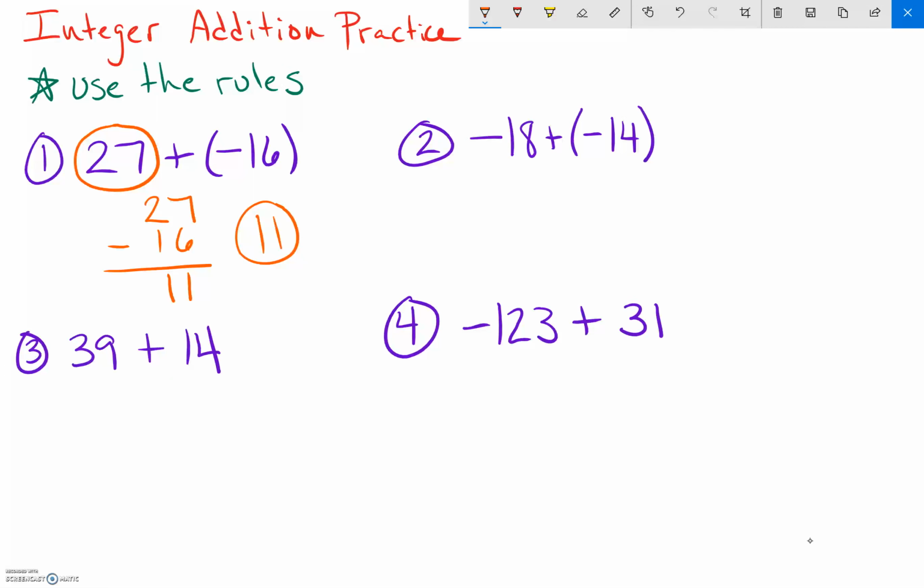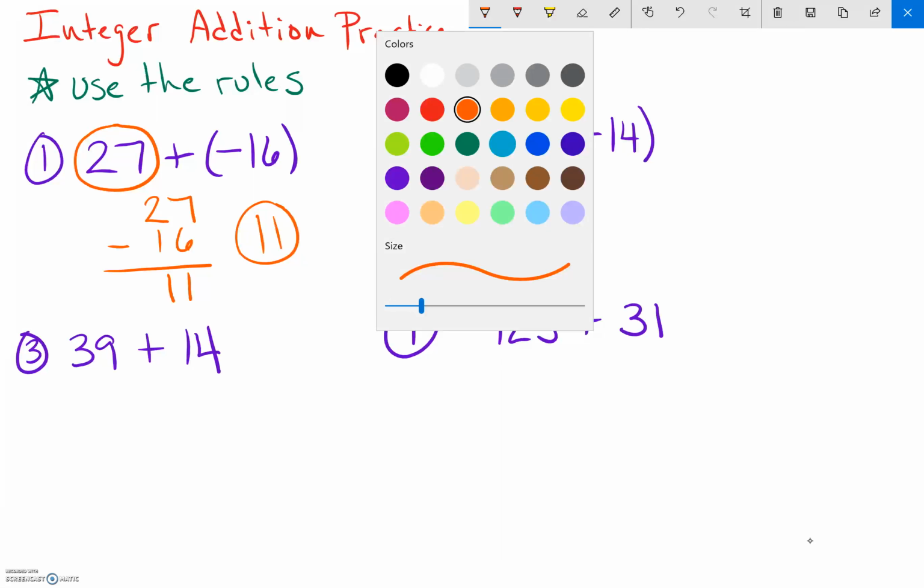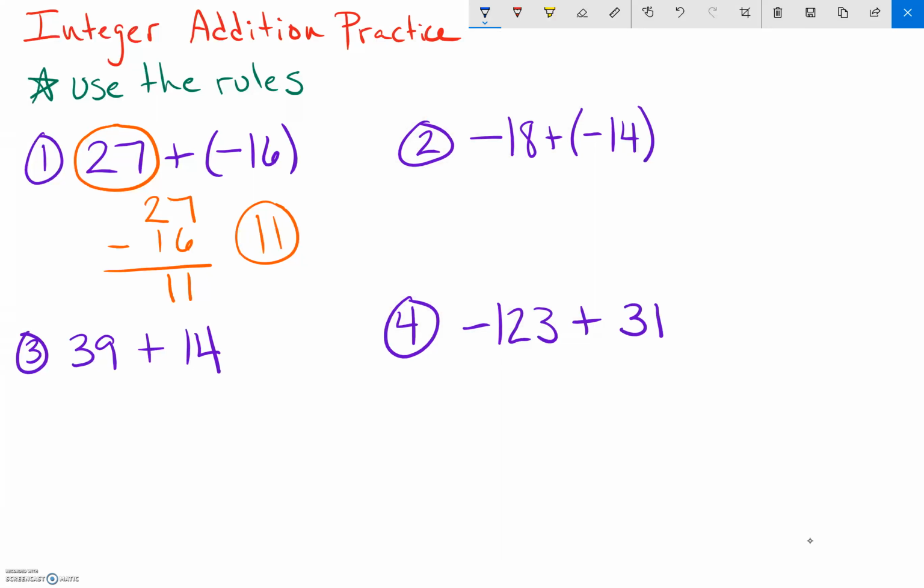Go ahead and try number 2. Number 2, negative 18 plus negative 14. So it's an addition problem, but in this one we have 2 negative integers. Rule for that was you add like normal. So 18 plus 14. And then you keep the sign of the integers, so they were both negative. When you add them, they're going to remain negative. Number 2 is negative 32.